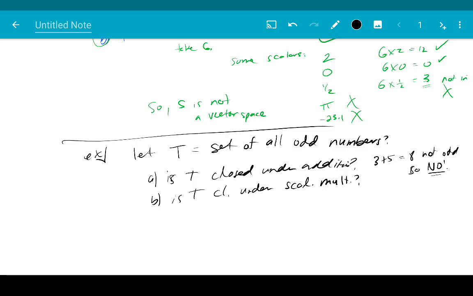But just to be curious, let's check the second closure axiom, or the closure condition. Is it closed under scalar multiplication? That's also no, right? If I take 5 and multiply by even just 2, I get 10, which is not odd. But I also could have multiplied it by a half or pi or something. So it's neither. So this one passes neither of the axioms.